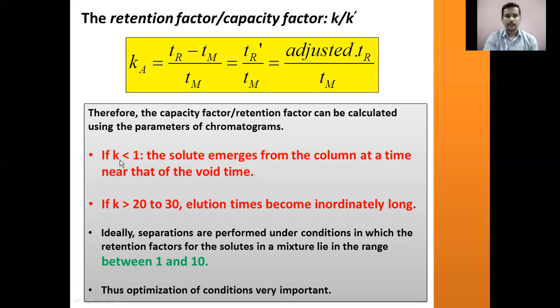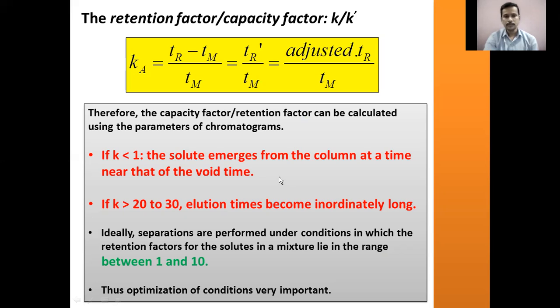If the capacity factor or retention factor value is less than unity, what does that mean? It means that the solute is going to be eluted rapidly, that particular solute will come out of the chromatographic column almost along with the mobile phase. When you introduce the mobile phase at the head of the chromatographic column to initiate the elution process, during the elution stage, the mobile phase peak will be obtained. If the value of K is less than 1 for any solute, there is a peak almost close to the mobile phase peak.